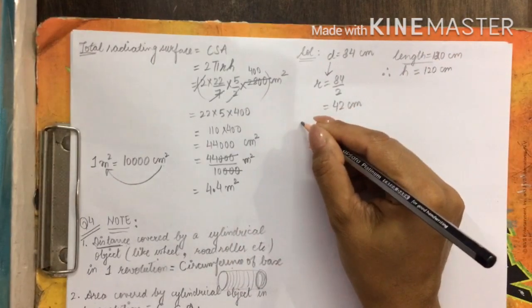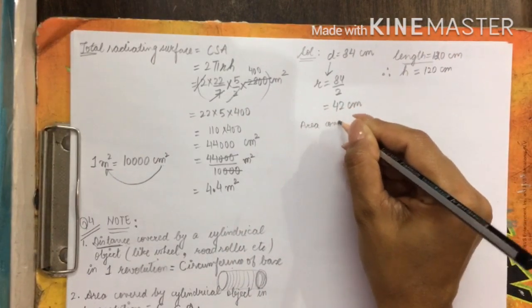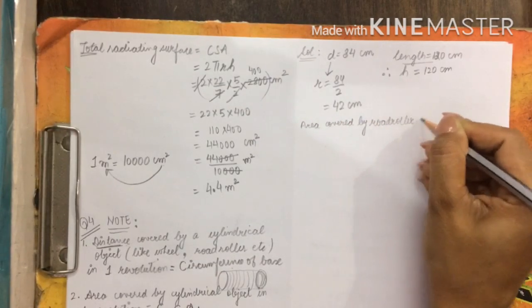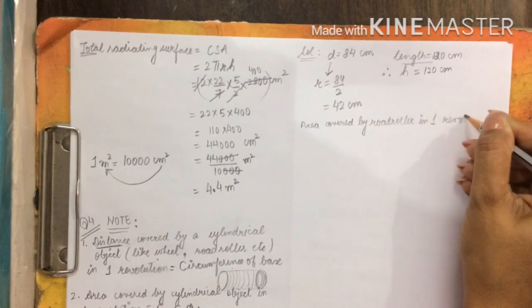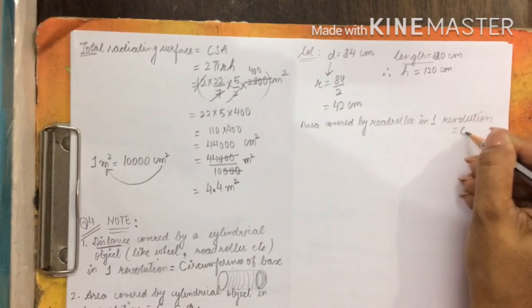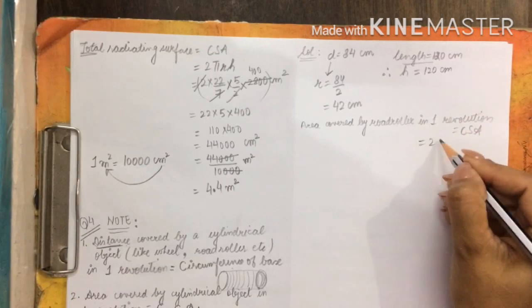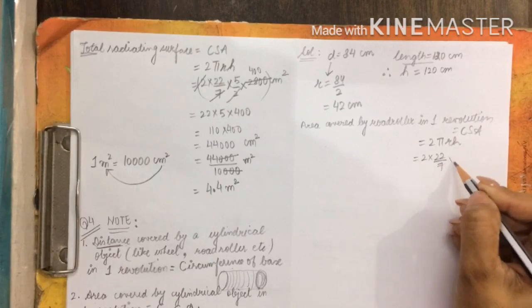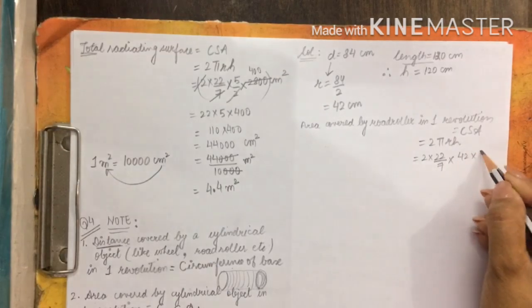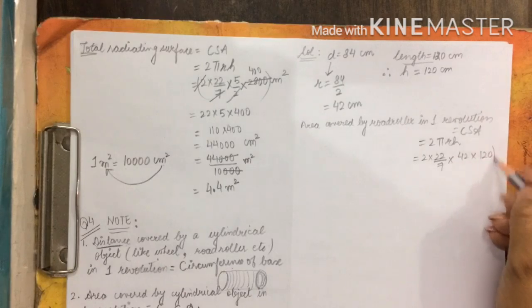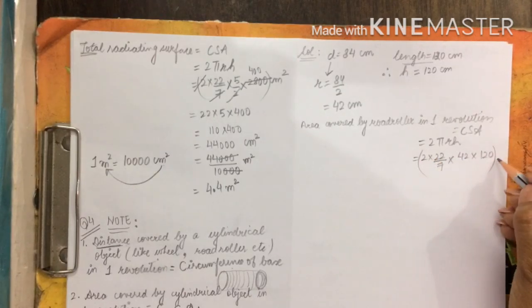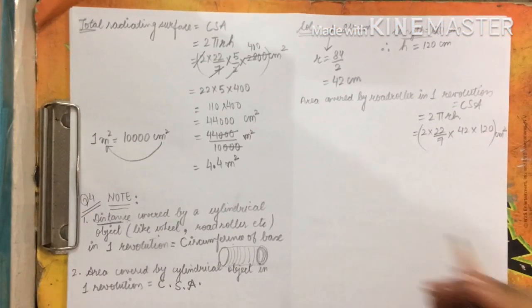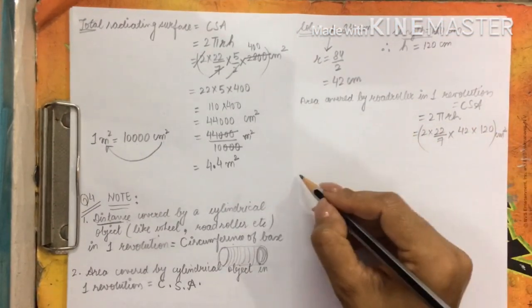So let's find out the area covered by the road roller in one revolution, which is given by the curved surface area, equal to 2 pi r h. Let's solve. The radius is 42 and the height is 120. Because both the values are in centimeters, the answer for the curved surface area will be in centimeters square. I'm not simplifying, I'm moving further.